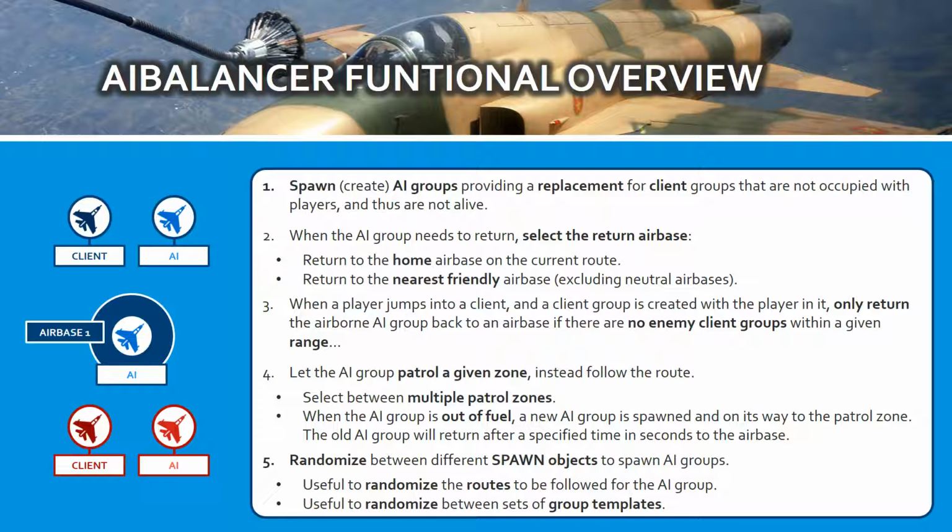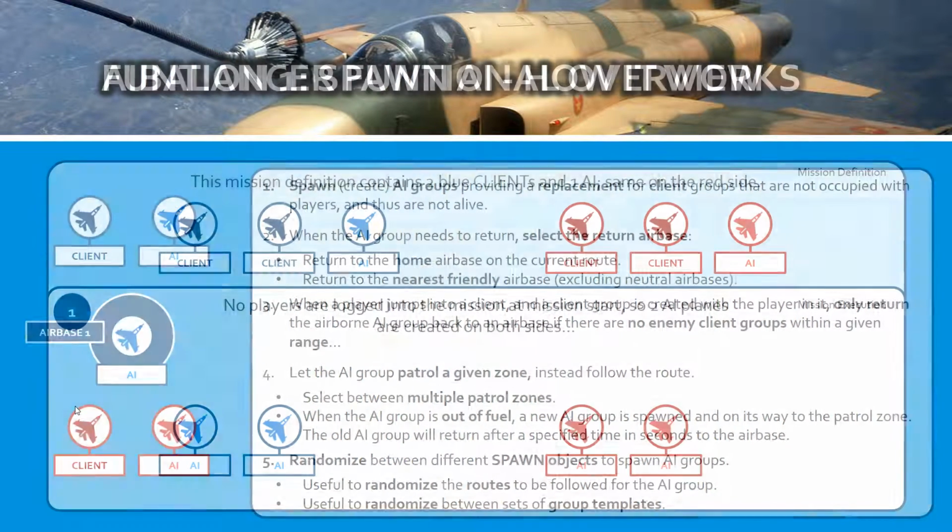So look at the notation here. I'm going through the different symbols. This is a client, and if the client is joined by a player, it will be indicated here as player. Here I will have an AI in the light blue color. An airbase is in the color of the coalition, which is blue for the blue and red for the red, and a client and an AI for the red.